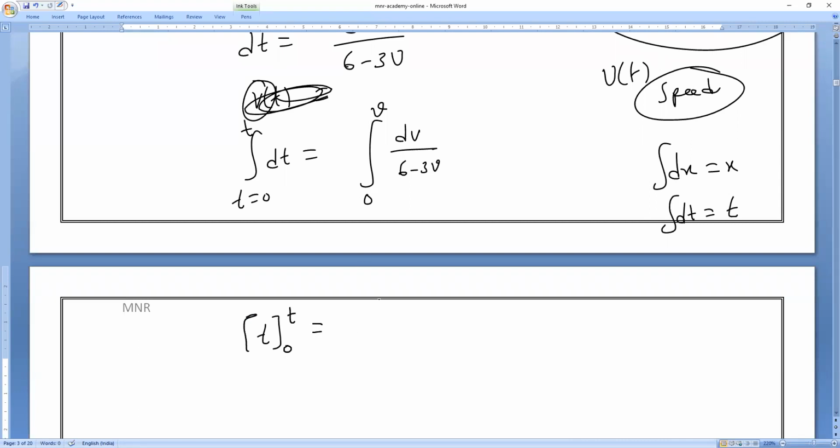Here we also apply the integration of dv by 6 minus 3v. This looks like the integration formula I taught you: 1 divided by a plus bx. Check your notebooks. Here dv is the 1 and 6 minus 3v is a plus bx. What formula will come? If you check it, it is ln, the log of a plus bx, plus constant c.